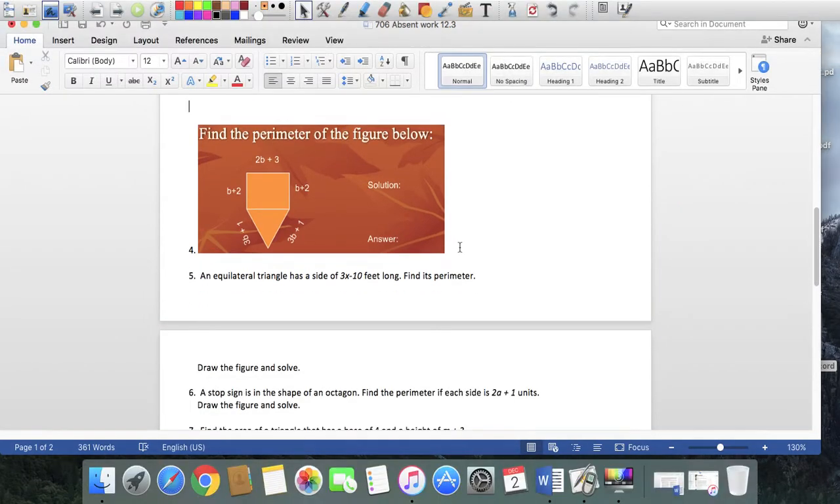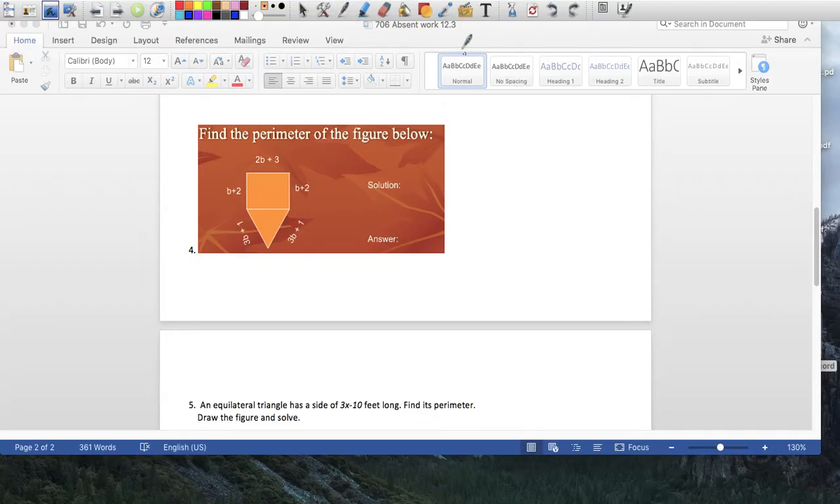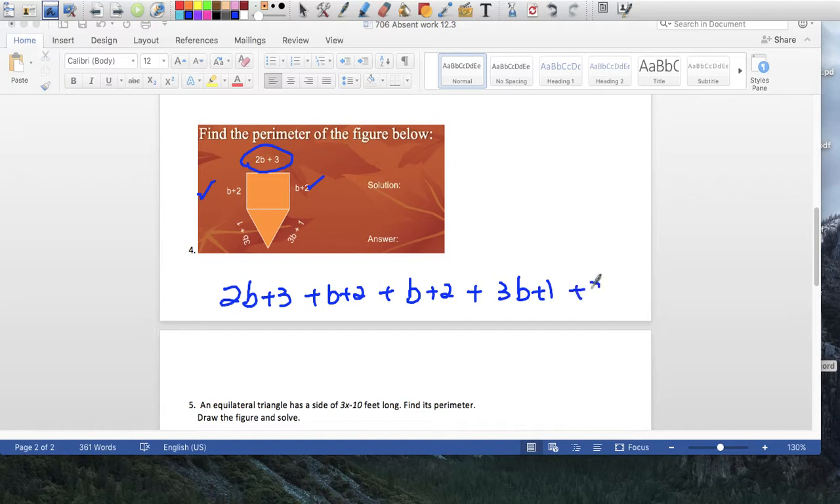Now we're doing this particular shape, which looks like an upside down house. You want to find the perimeter, and again, perimeter we simply add. So let's start with this guy over here. I'm going to write it under, actually. 2b plus 3 plus b plus 2, this one, plus another b plus 2, which again you could have used a distributive property, plus 3b plus 1 and plus 3b plus 1.